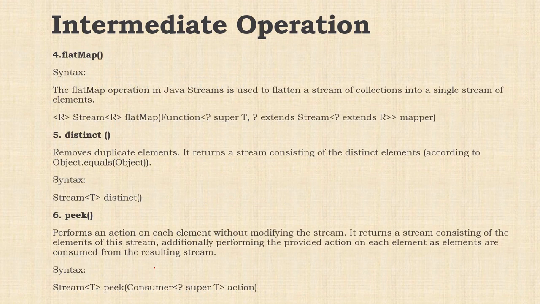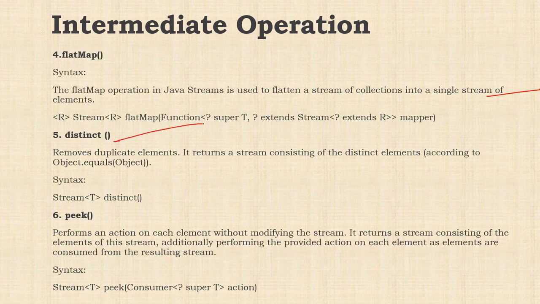The flatMap method is also an intermediate operation. To flatten your object, we use flatMap. Basically we use flatMap for one-to-many mapping. The flatMap operation in Java streams is used to flatten a stream of collections into a single stream of elements. So the input will be a stream of streams, and the output will be one stream.